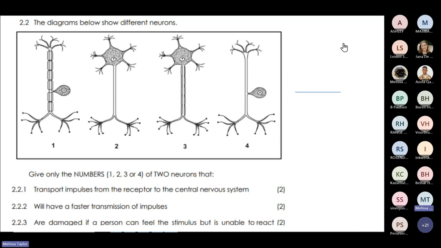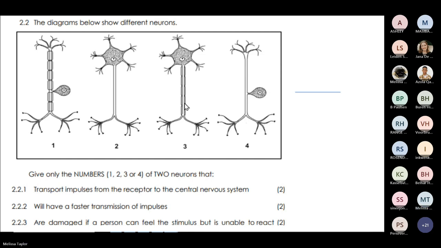Now, when you look at them, they look very similar, right? You notice that number one and number four look almost the same, and number two and number three look almost the same. But when you look at them more closely, there is a big difference between number one and number four. They're the same type of neuron, but notice that this part here is not present on number four, and the same thing over here, right? So the thing that's missing is the myelin sheath.